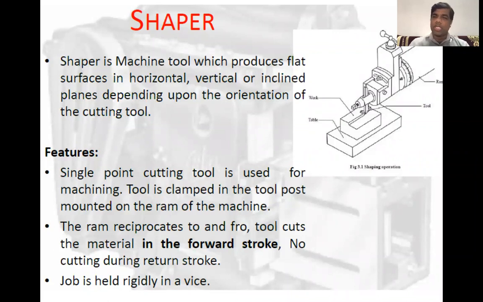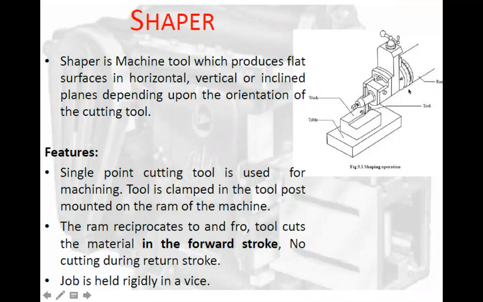Maybe you can see in this picture. This is a typical cutting tool. The machine is not shown here, just the cutting portion. In the machine you have this kind of arrangement, which is called a ram, marked here. On this ram you have a tool post, consisting of a tool. You can fix the tool on this tool post.